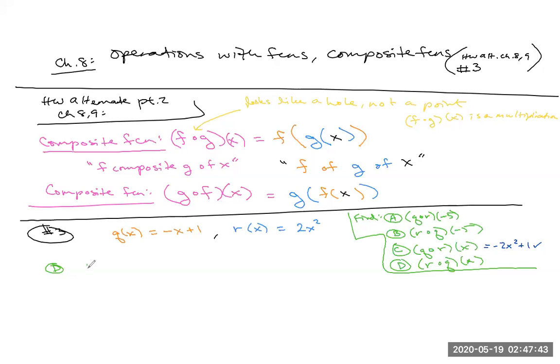Okay, so for part D, we're looking at R composite Q of x, which is going to be equal to R of Q of input x. Okay. So now keep R outside, and you're going to plug in Q of x as its input. Q of x is equal to negative x plus 1.